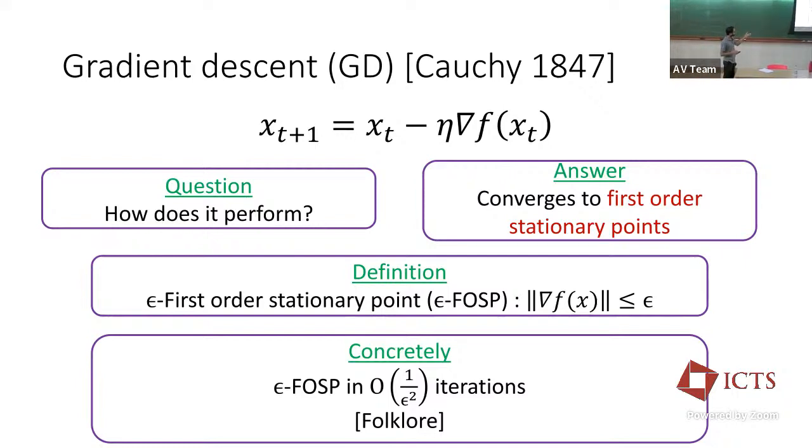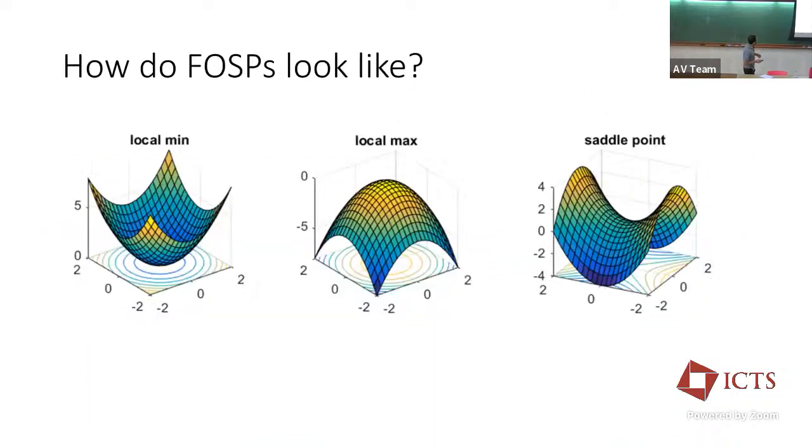Now, we would like to understand, are these first order stationary points good enough, or how do they look like in general non-convex optimization problems? In general, there could be 3 different kinds of first order stationary points. One kind are maybe local minima. Here again, the gradient is 0 at a local minimum. Similarly, even at a local maximum, the gradient is equal to 0. So even local maxima are first order stationary points.